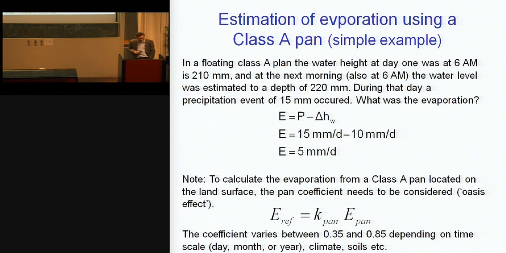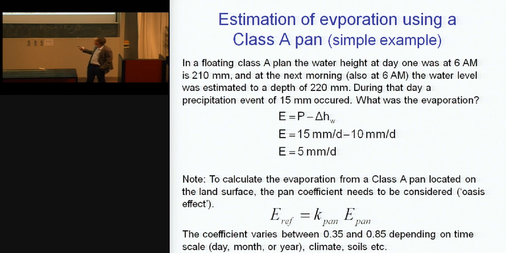To transfer the measurement of a Class A pan to the land surface, you then work with the so-called pan coefficient, which is below 1, usually 0.7 something, but it can vary in a range of 0.35 to 0.85. Why is it not above 1? What did I just explain? Why is the pan coefficient below 1 and not above 1?